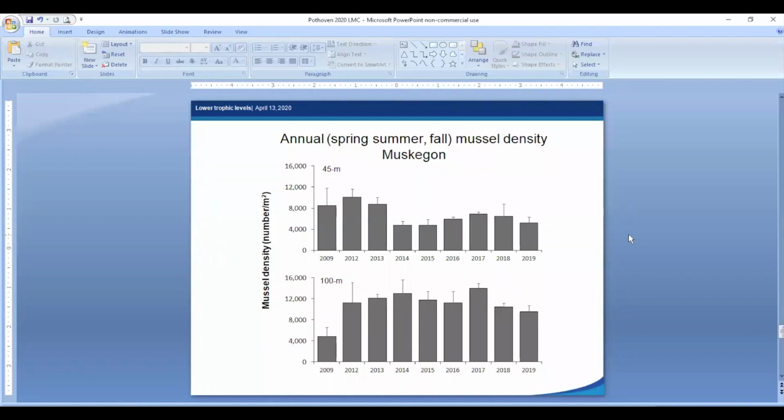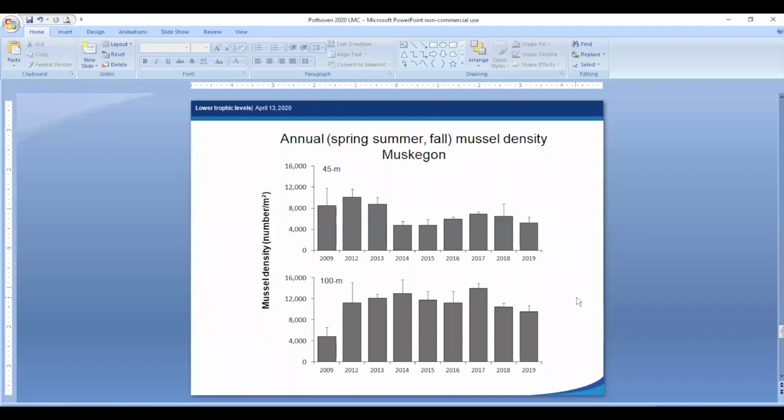We see a few interesting trends here. It used to be that the 45-meter zone was kind of the hot zone for mussels. We had the highest numbers there. Actually, now our numbers offshore are higher than in that transitional depth zone. You see we've kind of got ups and downs. Maybe the peak here at this 45 is lower than it was back in 2012. But interesting, at both these sites, the numbers have been declining over the last three years.